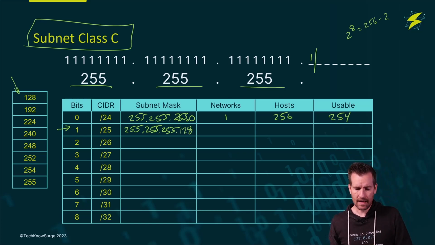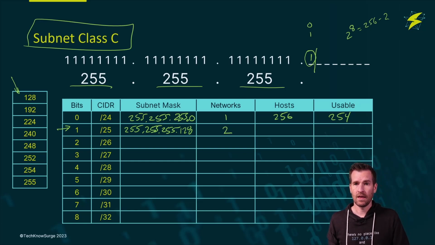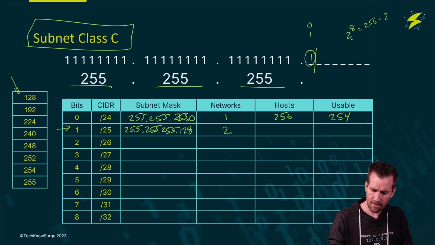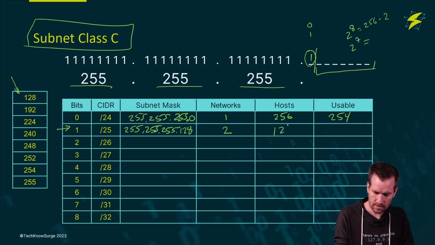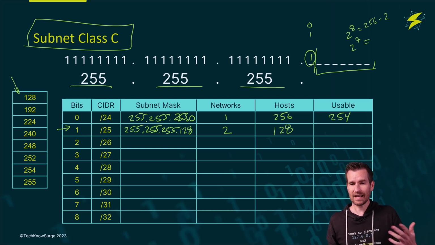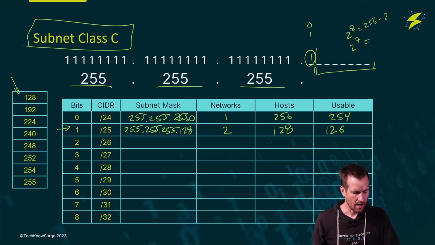What this would give us is 1 bit could be a 0 or a 1. So that's 2 different networks that we've just created. So number of networks, we've got 2 networks that we've created there. Number of hosts, we have 7 bits left for hosts. So 2 to the 7th power, and that's going to be 128. So number of hosts is 128. Usable, we've got to subtract 2 out of there. So 126 is the answer there. All right, go on to the next one.